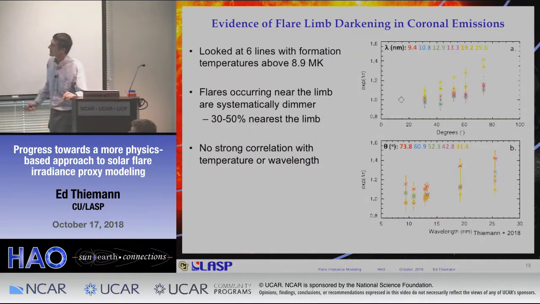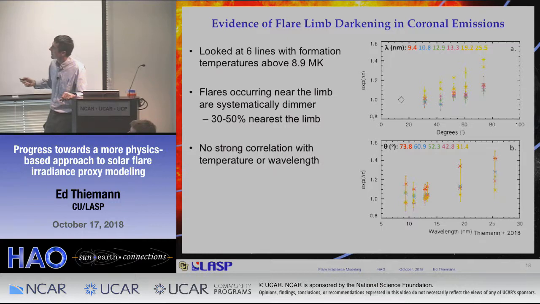And so we can do this exercise for 6 different lines at 5 different positions. Here I'm plotting the ratio of the extinction factors as a function of angle for the 5 different lines, and these are the same lines that I showed in that emission measure study.